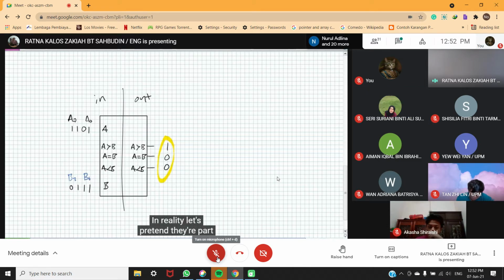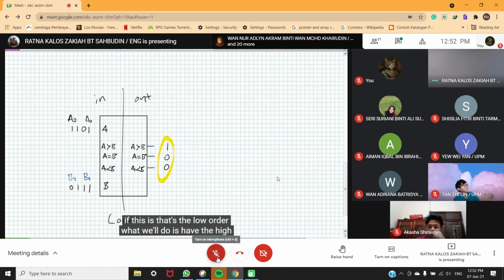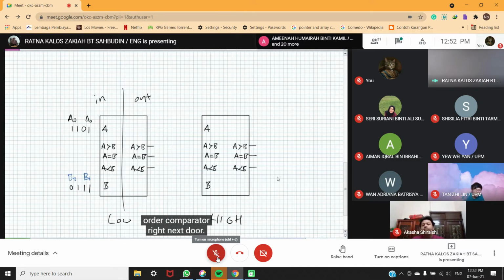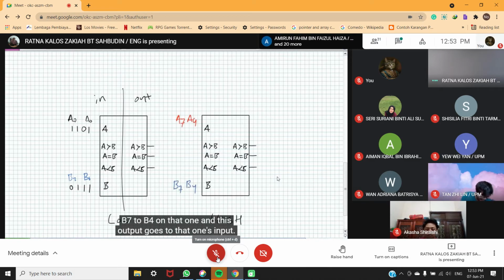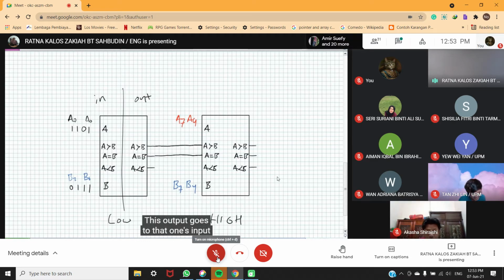In reality, let's pretend that they're part of an 8-bit number combination. What are those? A7 to A4 and B7 to B4. If that's the low order, what we'll do is have the high order comparator right next door. Now all I do is route A7 to A4 to that one, B7 to B4 on that one. And this output goes to that one's input, this output goes to that one's input.